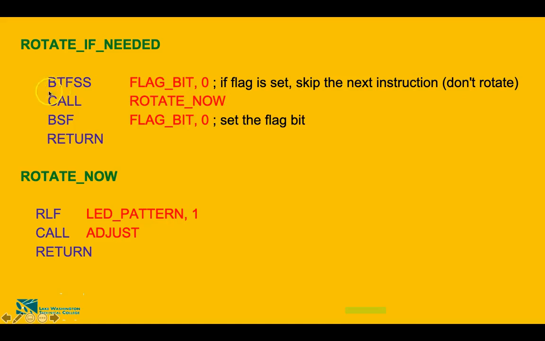So here, first of all, it is checking the 0th bit of the flag. So it is testing bit test F, skip if it is set. So it is testing the bit whether it is 0 or not.